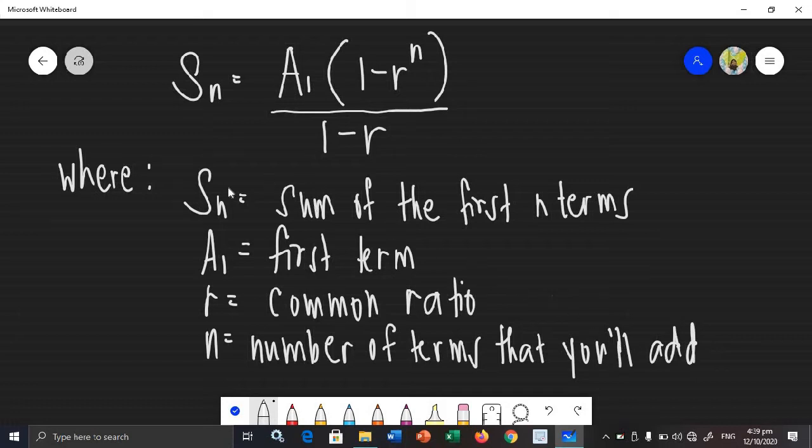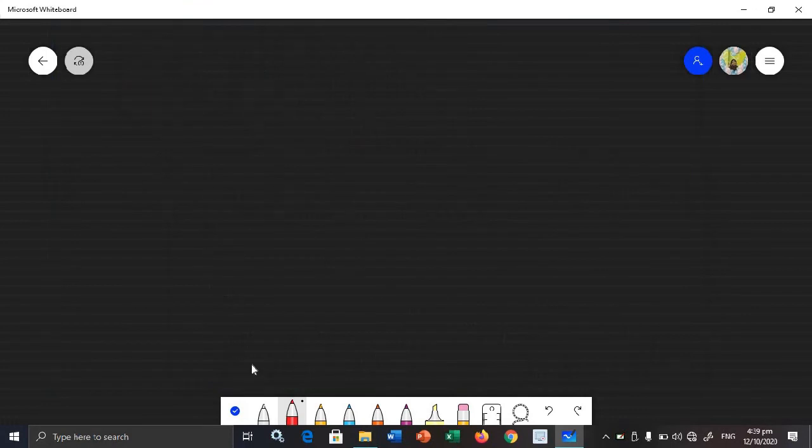Okay? So you need to remember the purpose of the terms in the formula kasi, of course, isang mali nyo lang, isang hindi pagkakaintindi, mamamali na kayo agad. So, this will be the formula that we will be using in getting the sum of a finite geometric sequence. So, let's try to solve some examples from your module. We will solve example number 1.